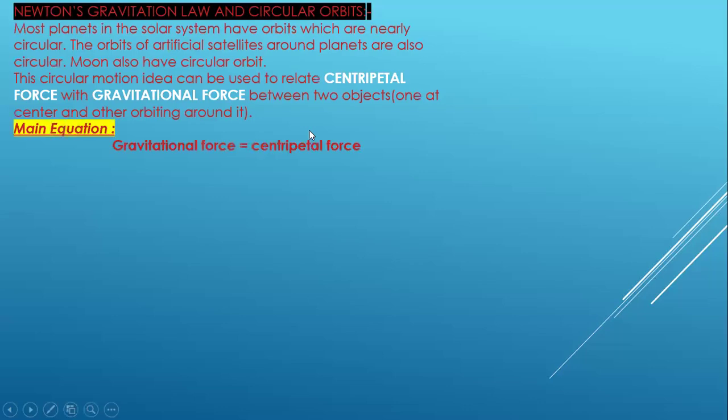Okay, so now we have to apply Newton's gravitational law to circular orbits. Sorry for the pause. The slideshow was not working, and hopefully it will work in a better way now. So we have to look at how Newton's gravitational law is applied to circular orbits.